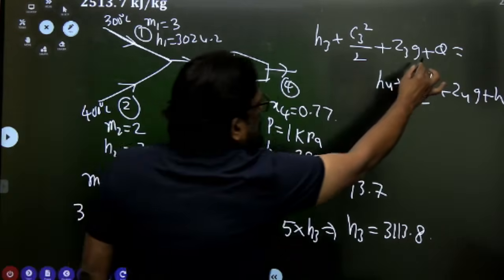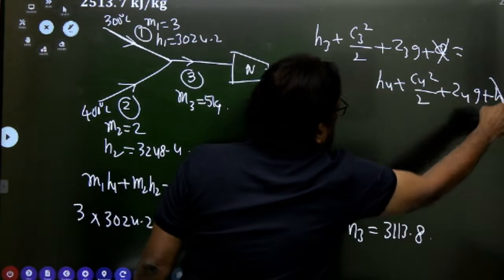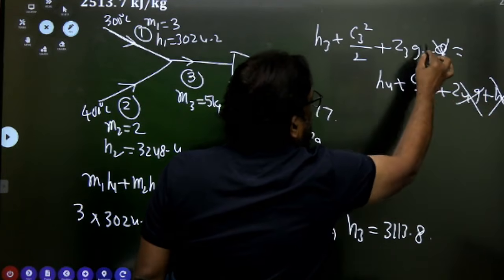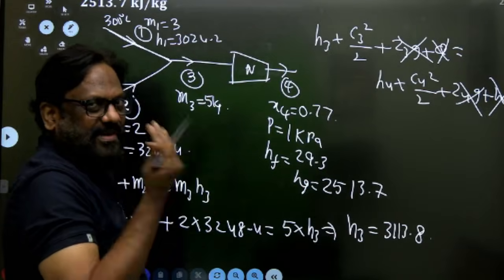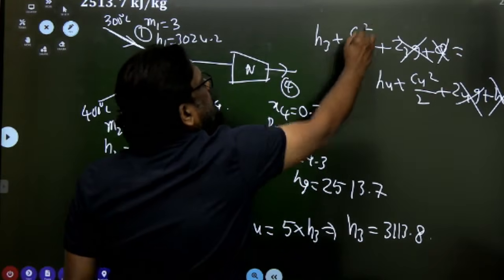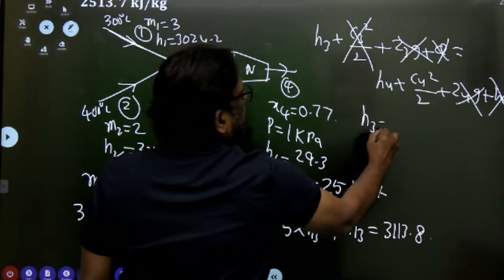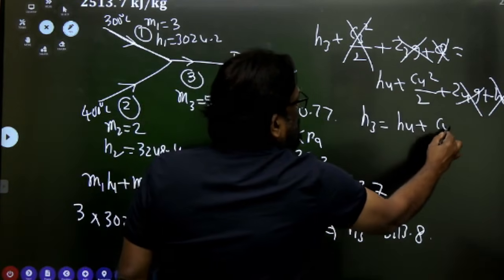It is an adiabatic nozzle, so Q is 0. In a nozzle there is no work transfer. So kinetic and potential energies are neglected. How can kinetic be neglected in a nozzle? People will beat us on roads. So inlet velocity is negligible. So H3 is equal to H4 plus C4 square by 2.